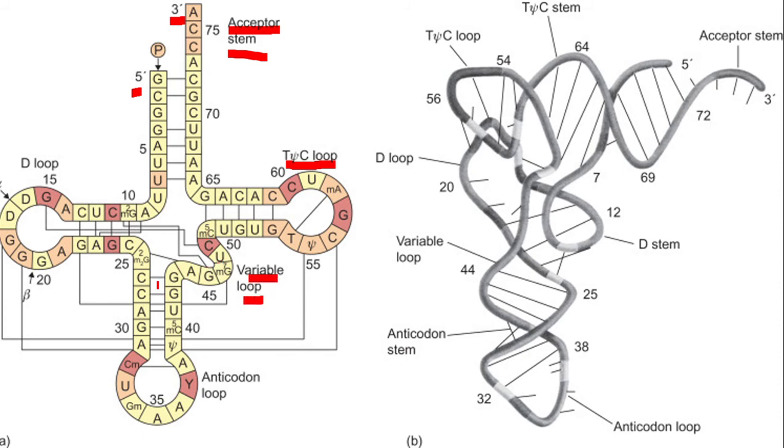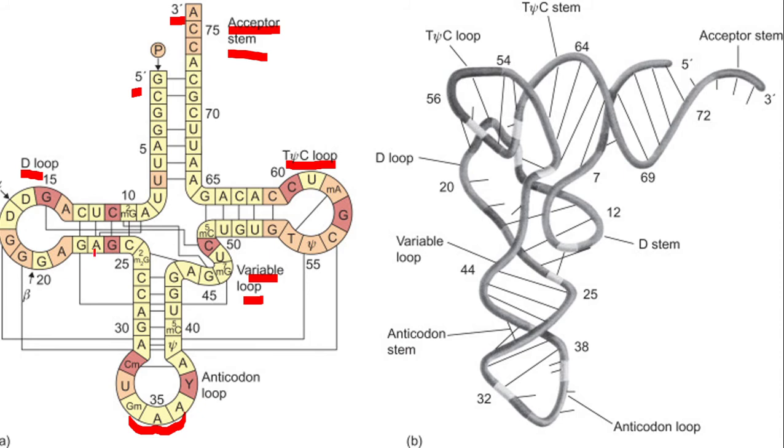And there is a complementary region here. There is base pairing. And we have the anticodon loop. Remember, these 3 bases actually form the anticodon, and this is the anticodon loop. The bases here are not complementary. And coming here, again we have a D loop. This is a loop because the bases are not complementary.